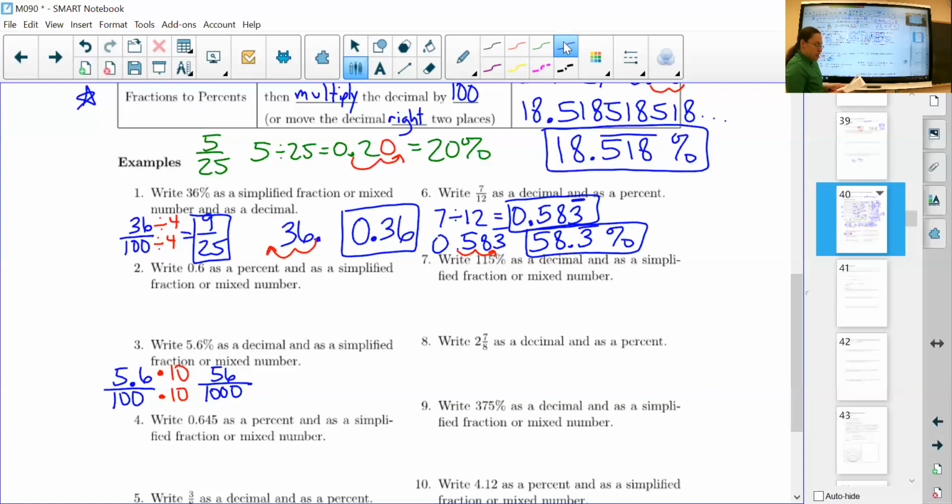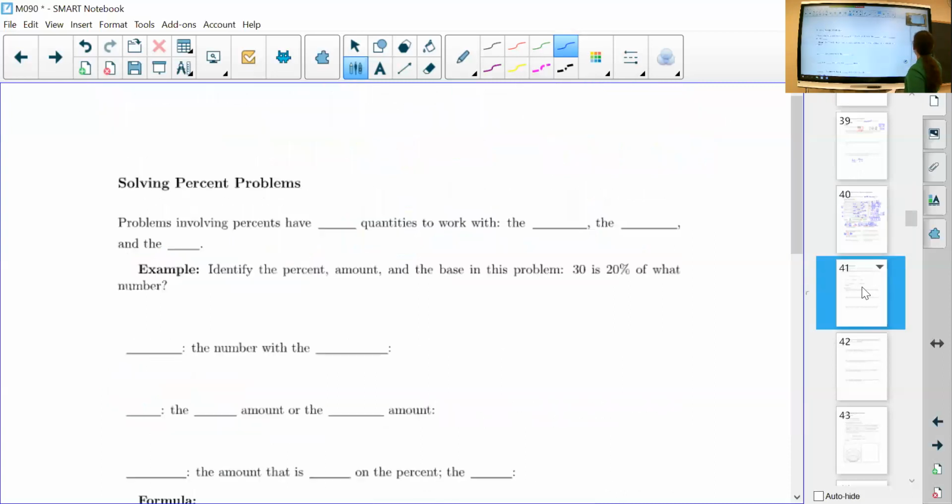Let's take a look at page 41. As always, you may pause and finish this now, or finish it later. And let's look at solving percent problems. We've got 3 quantities to work with. The percent, the amount, and the base.